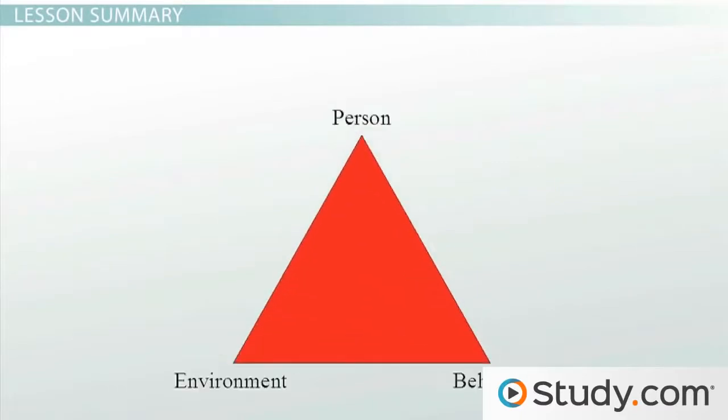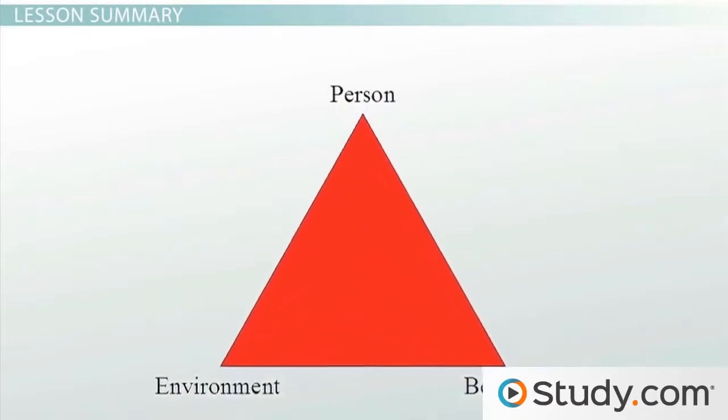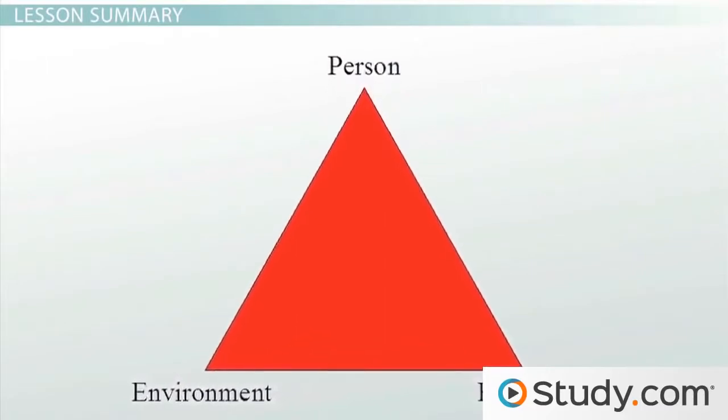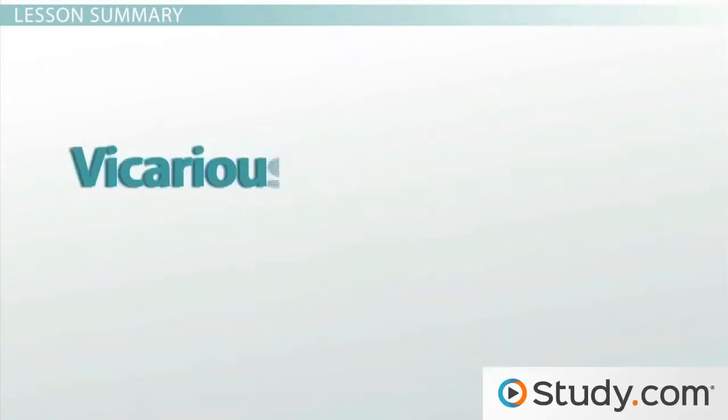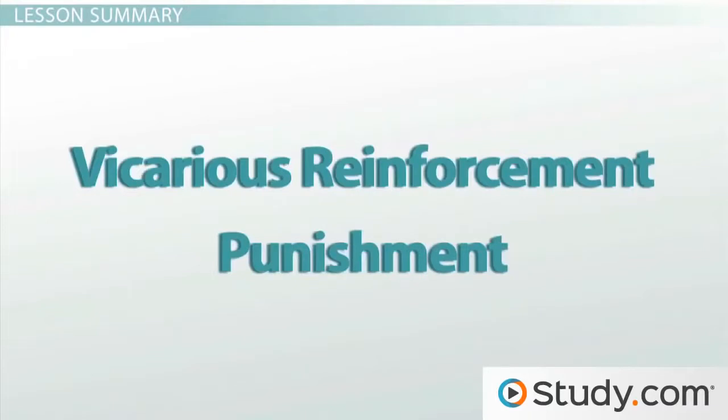So in summary, Bandura's social cognitive theory is based on the triadic reciprocity model in which behavior, personal traits, and the environment interact. Vicarious reinforcement and punishment also play a role in determining whether an individual will choose to engage in a behavior or not.